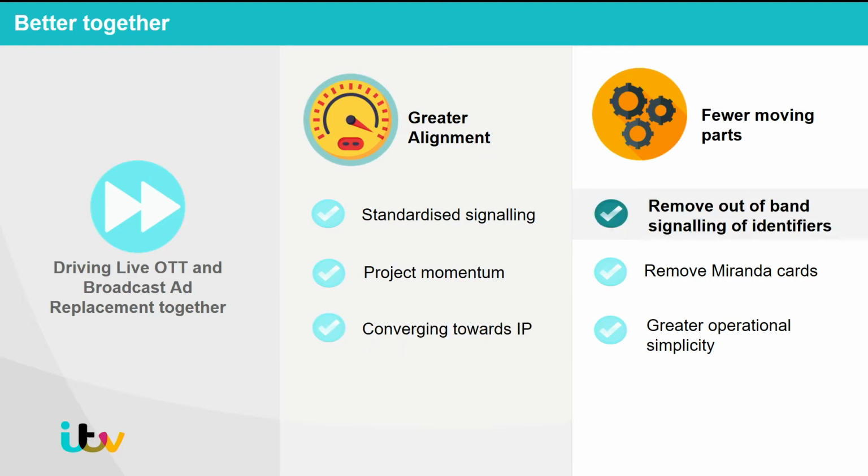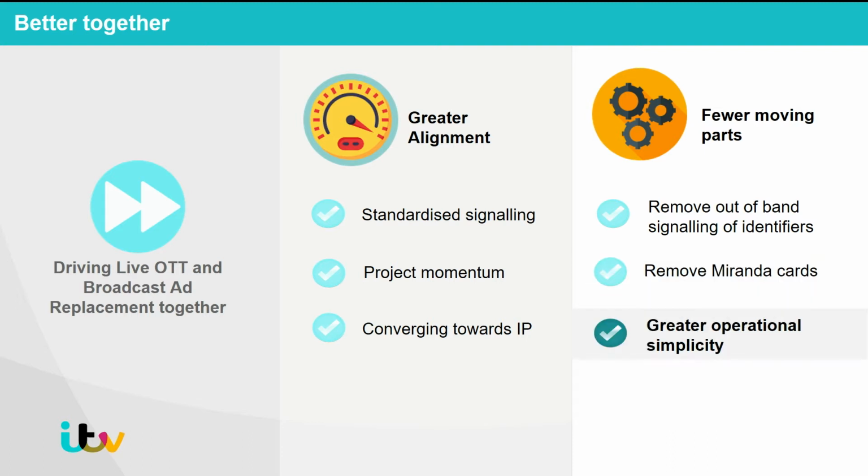For the project itself, moving to out-of-band signaling is very important because we're aligning with broadcast. In-band signaling was necessary before, so we wanted to move to out-of-band signaling. In our broadcast playout, we use Miranda cards specifically just for the OTT playout, so we wanted to get rid of that. If we're going to align, then we needed to remove these cards and become more scalable. There's a little bit more about that later, which added up to much greater operational simplicity.